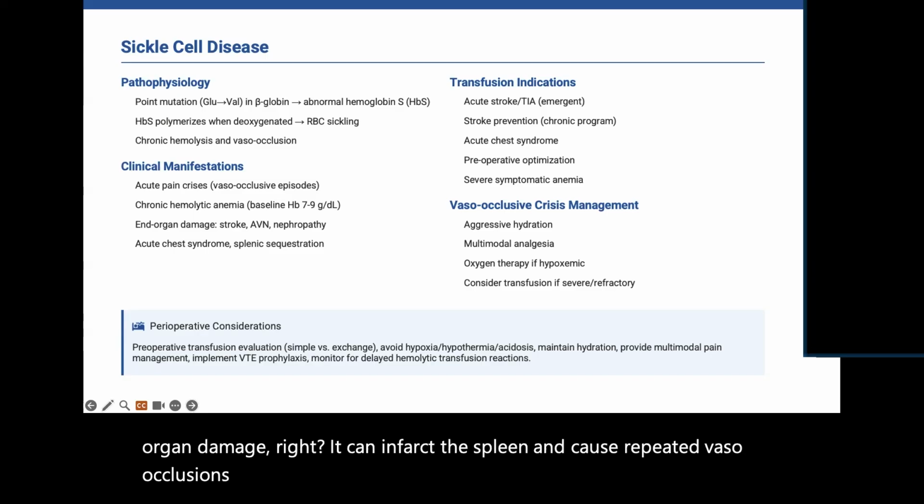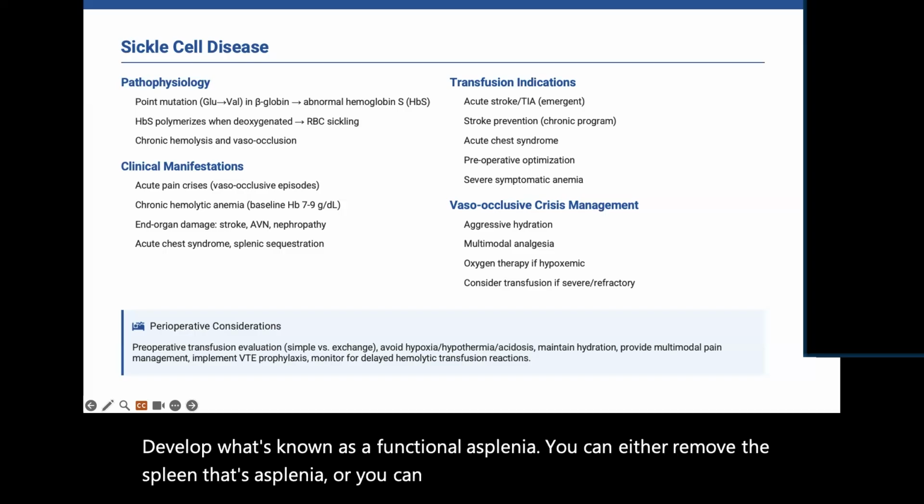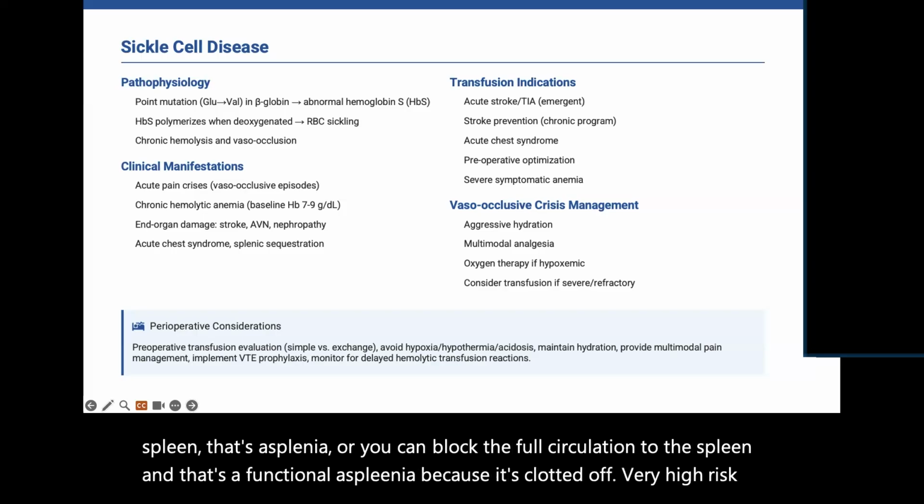So they may develop what's known as a functional asplenia. You can either remove the spleen, that's asplenia, or you can block off all circulation to the spleen, and that's a functional asplenia because it's clotted off. Very high risk for infection.